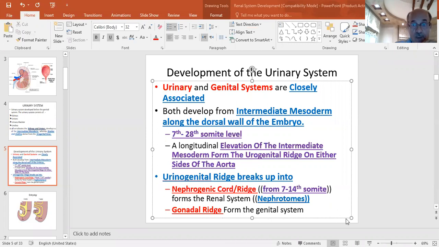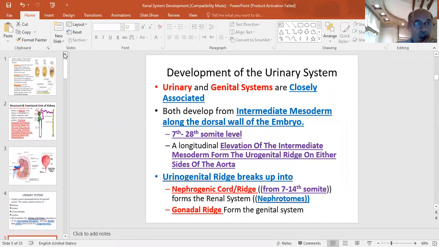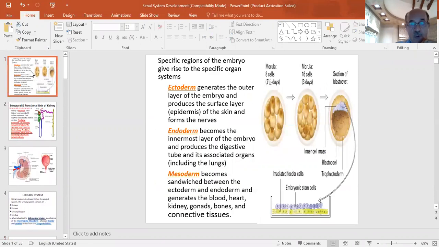Okay, today we'll talk about the development of the renal system. So before we start the actual class on the development of the renal system, I want to remind you of certain things you have studied in the first year.